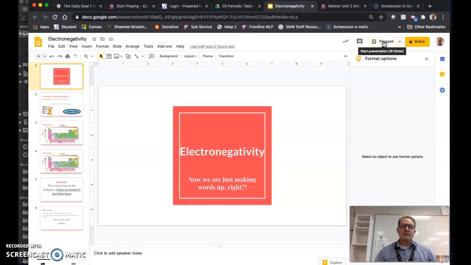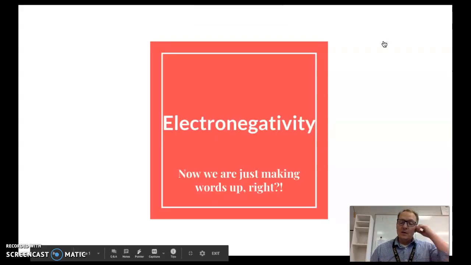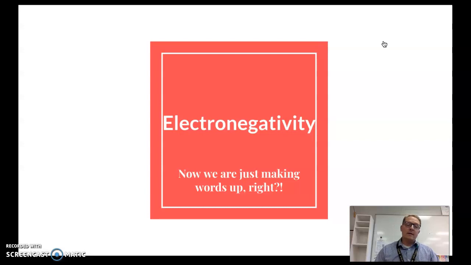Ladies and gentlemen of physical science, this is an epic day. This is the last trend of the periodic table that you need to know. For some of you, this is like, oh my goodness, enough already, right? This is the last one, I promise, and it is electronegativity. I promise you, I am not making that up.